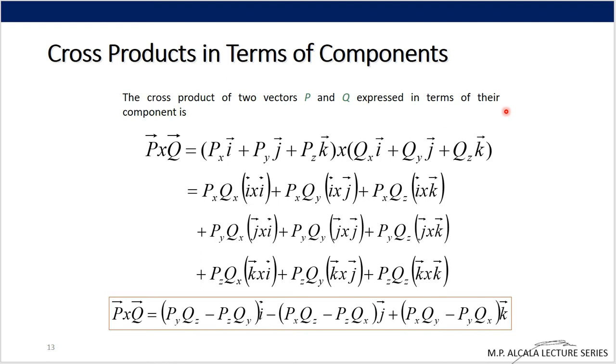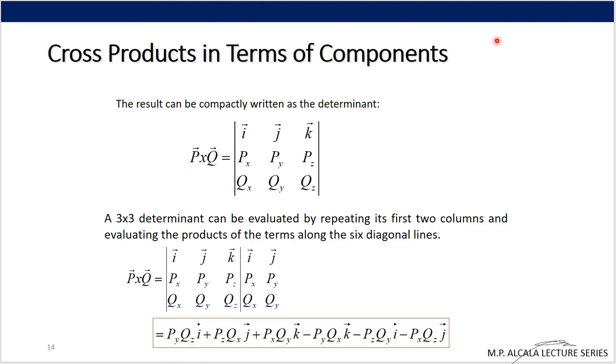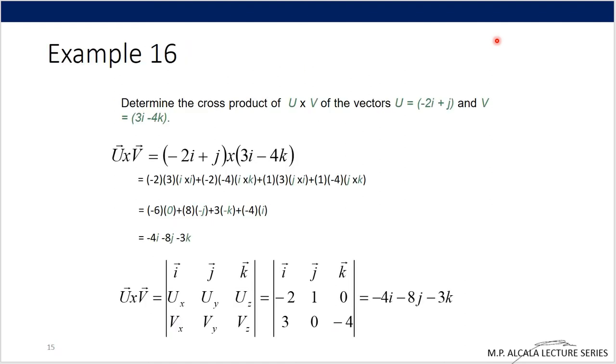Some other visualization in order for you to remember: the cross product of two vectors P and Q expressed in terms of their components is simply the following. Actually, class, this is just your Cramer's rule, your determinants. The result can be compactly written as the determinant. I hope you remember your linear algebra. You can easily solve this product. Let's look at this example.